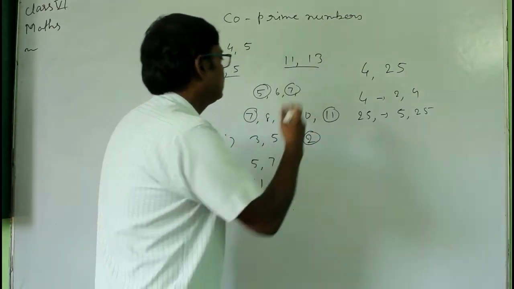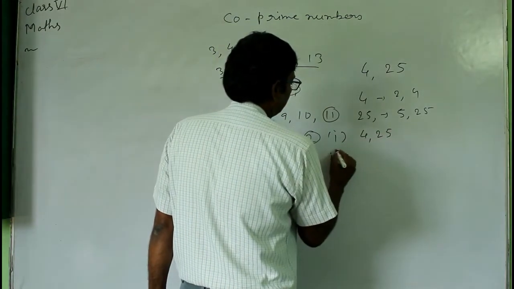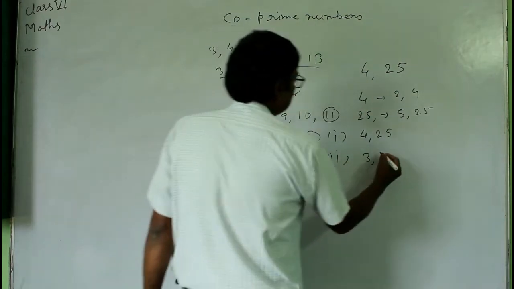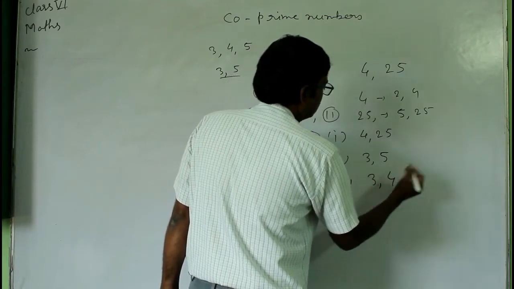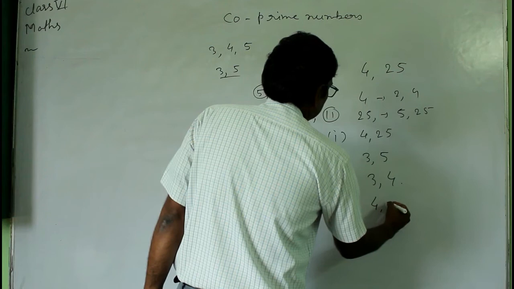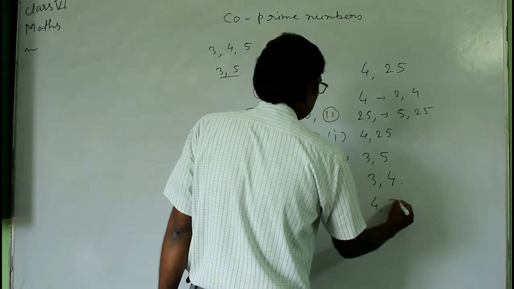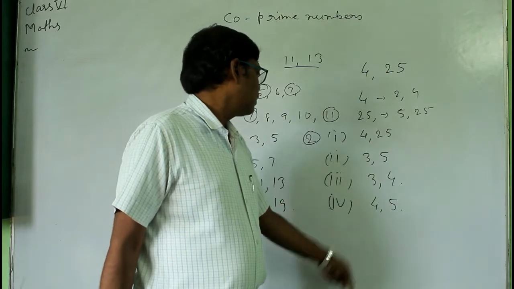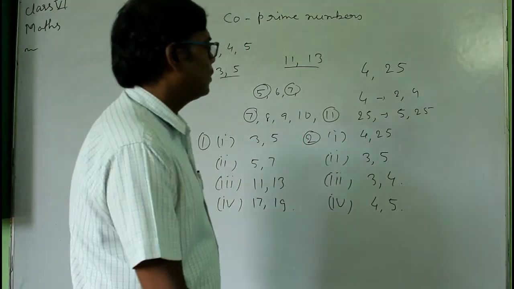You can have many numbers, like one here is this, 4 and 25. Then you can have 3 and 5, which are also co-prime. Then you have 3 and 4, they are also co-prime. Then you can write 4 and 5 also. So these are the co-prime numbers, because in these pairs we don't have any factor common. That is why they are co-prime numbers.